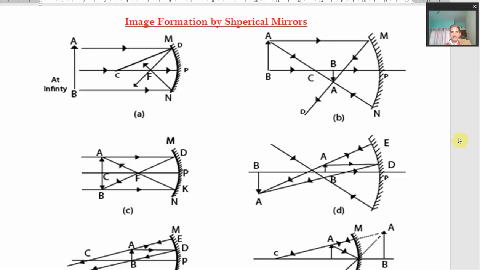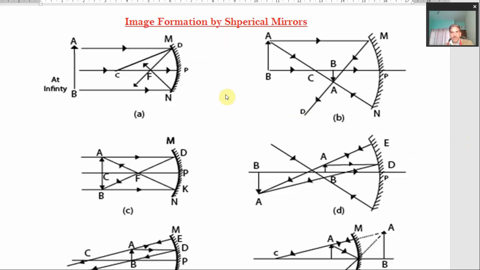Hello everyone. In today's class we will discuss the images found by a spherical mirror, and then we will discuss the mirror formula and its derivation. So let us start. You already know the basic things about spherical mirrors.